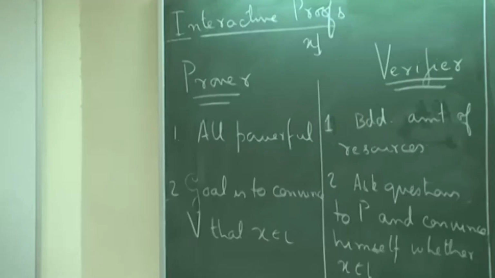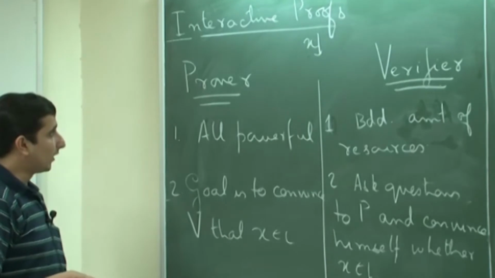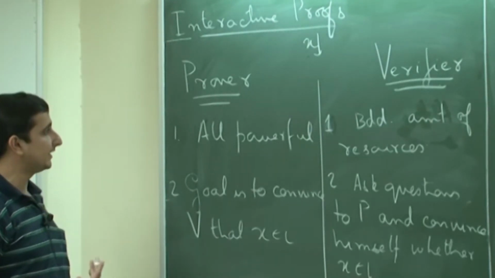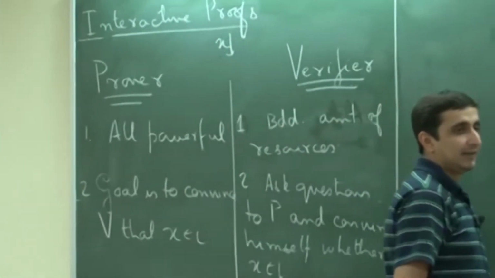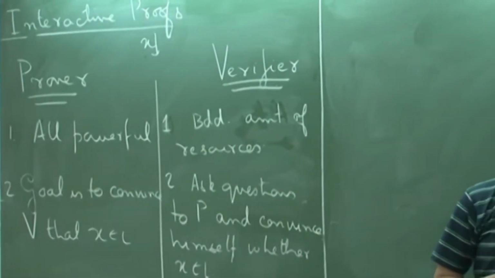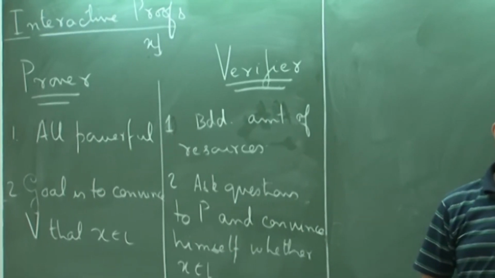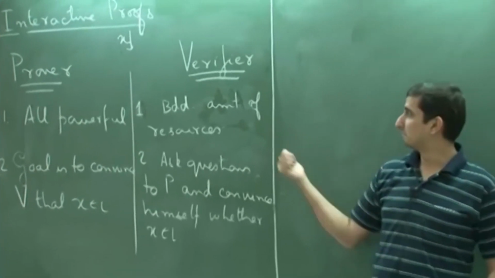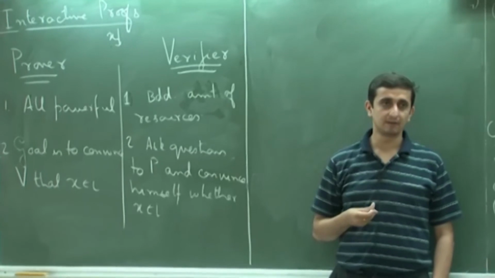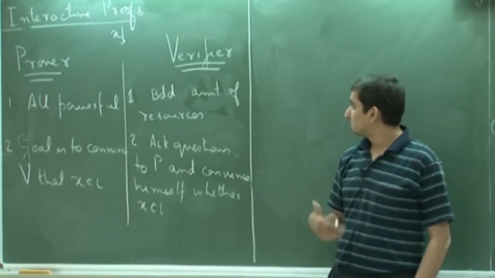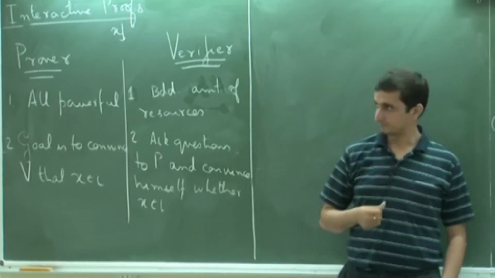So this is basically the general model, and what we will look at is various types of verifiers with various kinds of restrictions upon them. For example, what if the verifier is someone who can only perform deterministic polynomial time computations? Okay. What if he is allowed access to random bits? Okay. How does the model change?